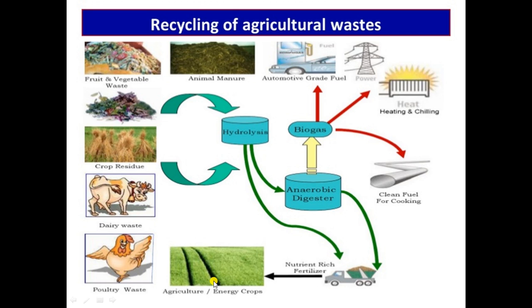Even for organic agriculture, this is a major part. It will go to your field for crop production. Then from the crop production you get some waste material, and this waste material can again go to hydrolysis. So the cycle is complete. This way the recycling is done.